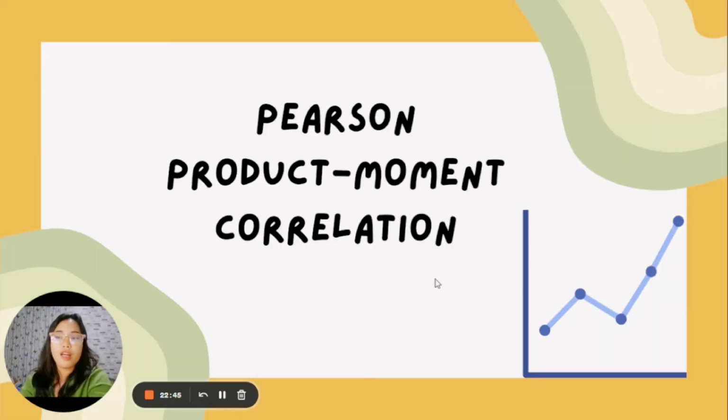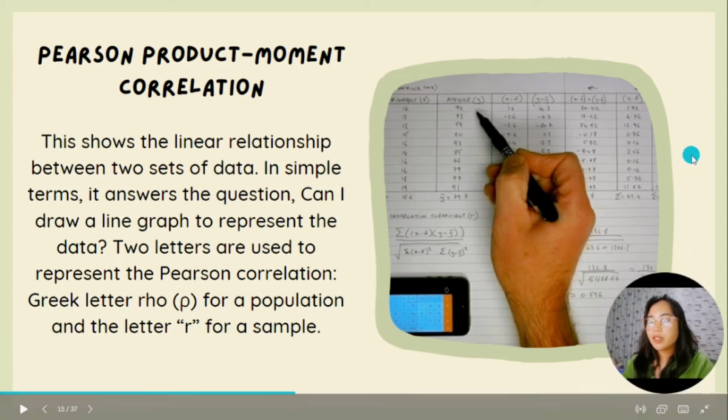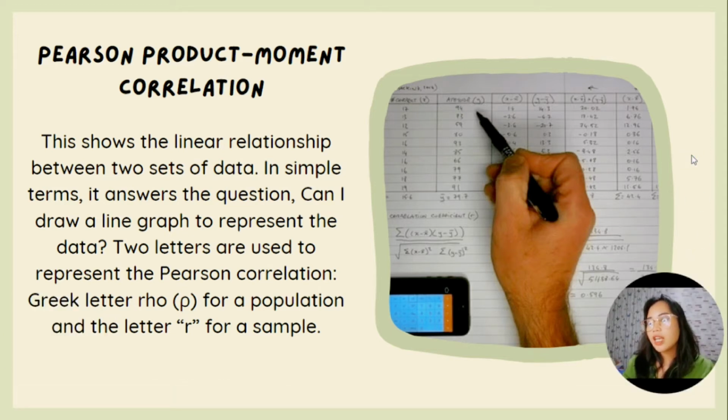Now we move on to the Pearson product moment correlation. So what is this Pearson product moment correlation? Pearson product moment correlation shows the linear relationship between two sets of data. So the keyword here is linear relationship. In simple terms, it answers the question, can I draw a line graph to represent the data? So that is the Pearson product moment correlation. It can be drawn in a line graph.